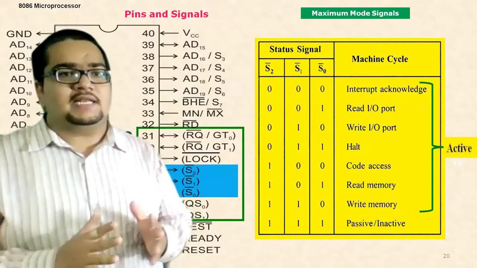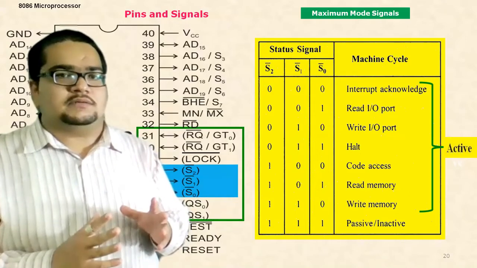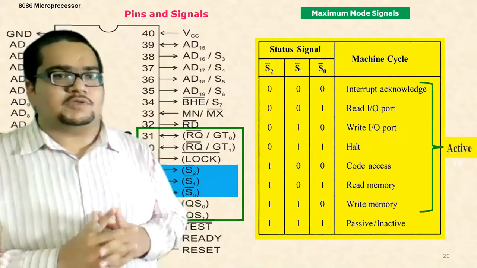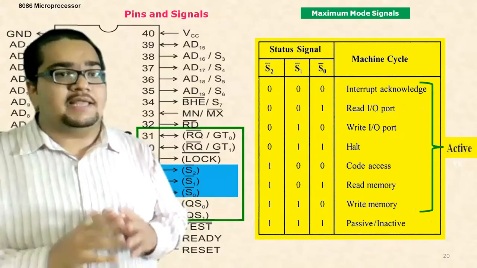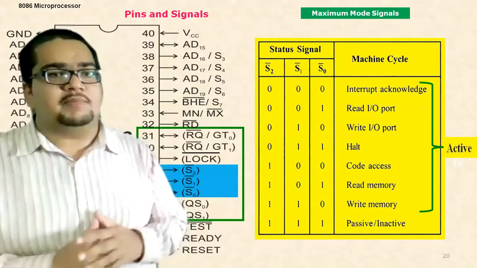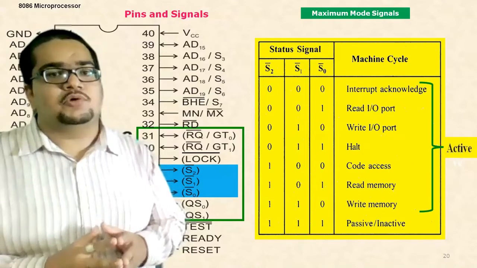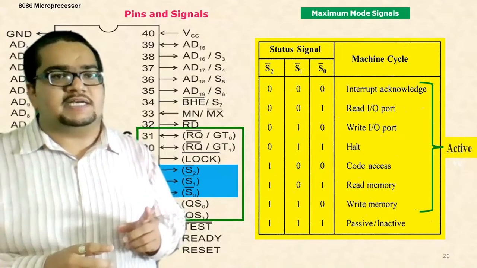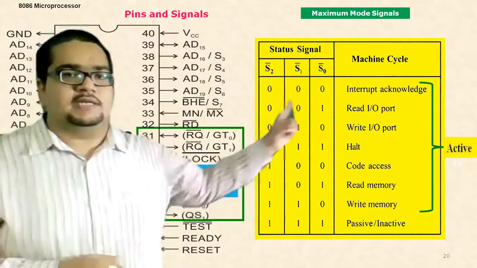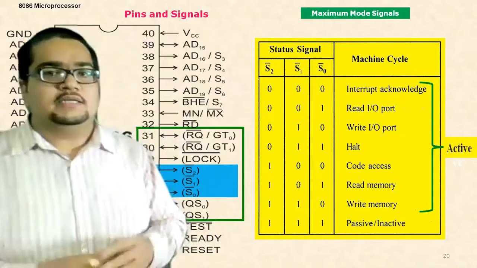When all these three lines are 0, it indicates that interrupt acknowledgement is being generated by the processor. INTA bar, earlier we have seen this INTA bar, pin number 24 in minimum mode. That pin number 24 INTA bar is not available in maximum mode. So basically these three status lines, when all are 0, generate this INTA bar signal here.